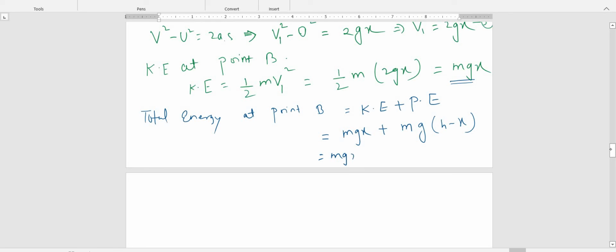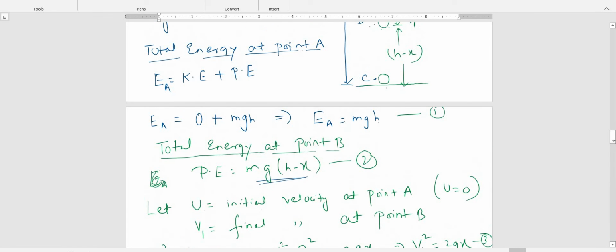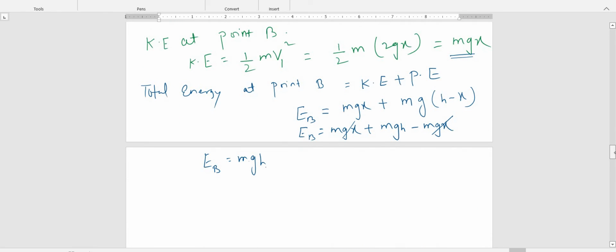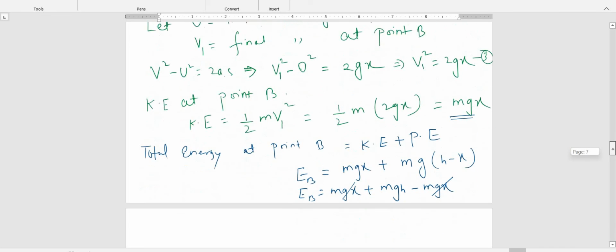It is mgx plus mgh minus mgx. So mgx cancel out. So total energy at point B is, for example, EB. So EB is also equal to mgh, isn't it? How much did I get? mgh only, no? EB is also mgh, you can see. This is equation number, for example, 4.